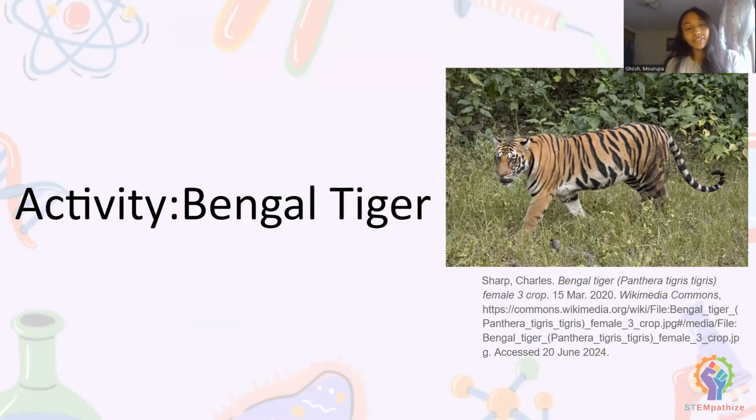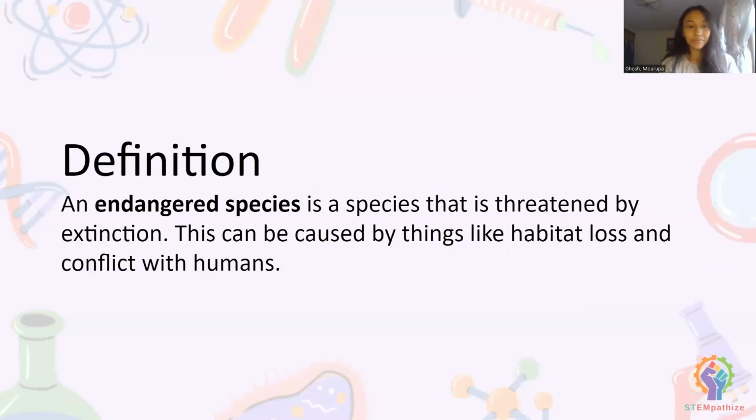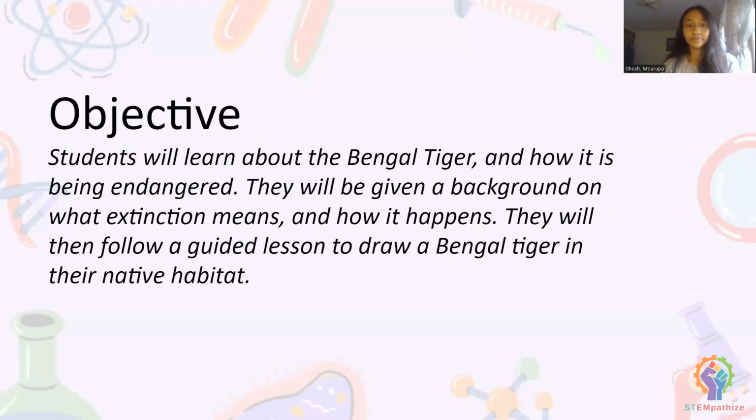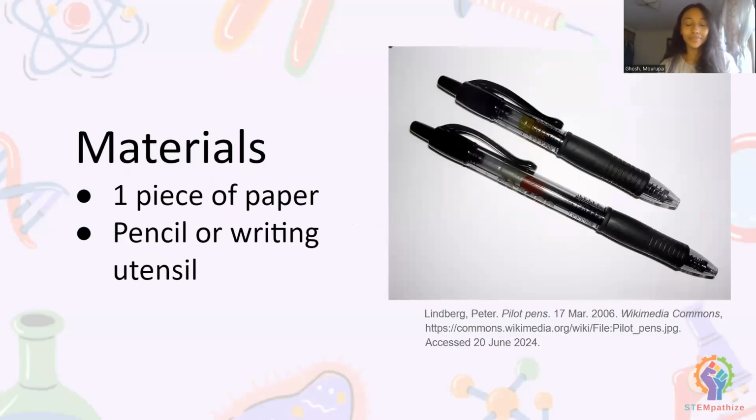Moving on to our next activity, which is the Bengal tiger activity. An endangered species is a species that is threatened by extinction. This can be caused by things like habitat loss and conflict with humans. In this activity, students will learn about the Bengal tiger and how it is being endangered. They will be given a background on what extinction means and how it happened, and then they'll follow a guided lesson to draw a Bengal tiger in their native habitat. For this activity, you'll need one piece of paper and a pencil or any other writing utensil.